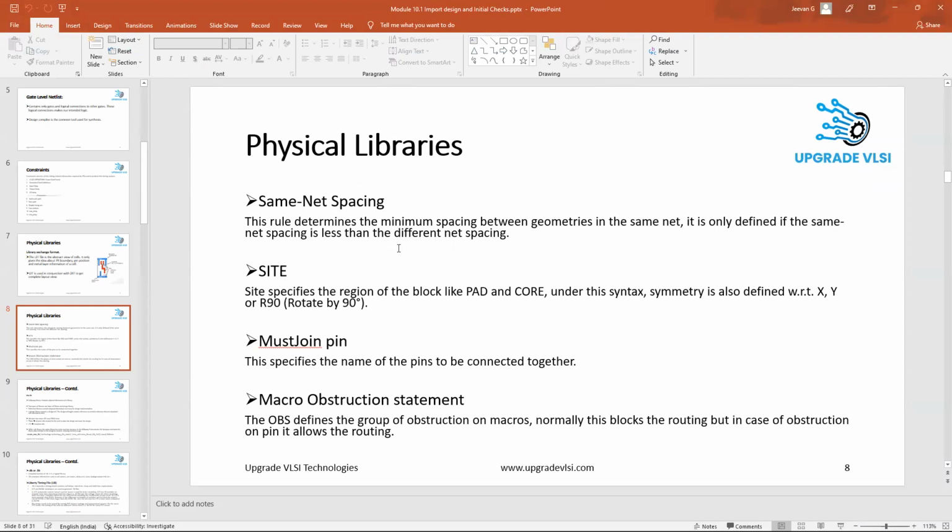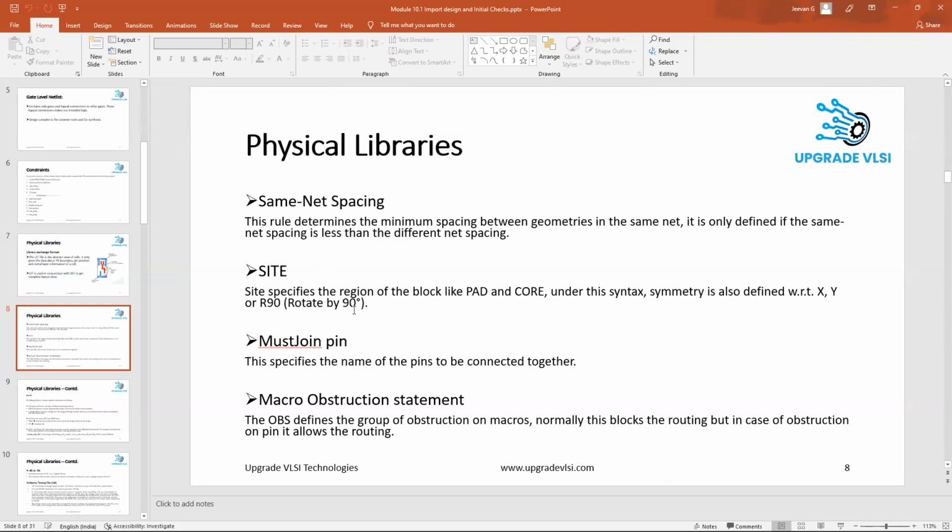These are very definition-like ways; I'm just trying to simplify these things. If you have two same metal layers, the distance between them will be defined through these physical libraries only. Site row: site specifies the region of a block like pad and core. Under this syntax, symmetry is also defined with respect to X and Y, or R90, rotate by 90.